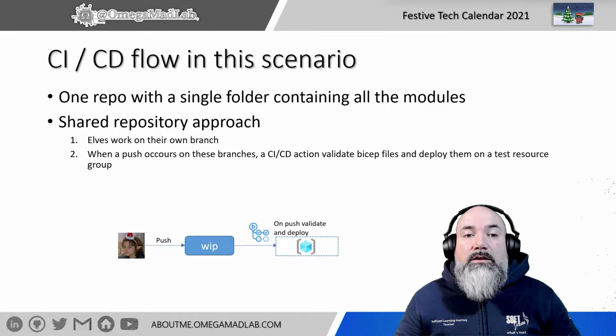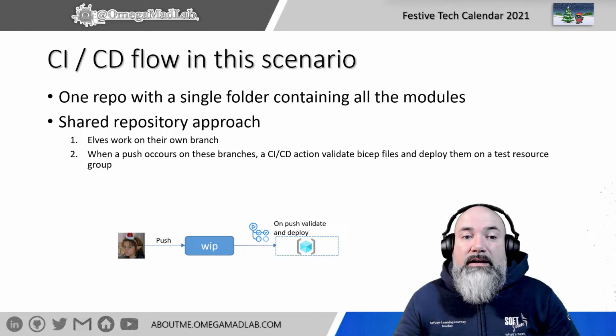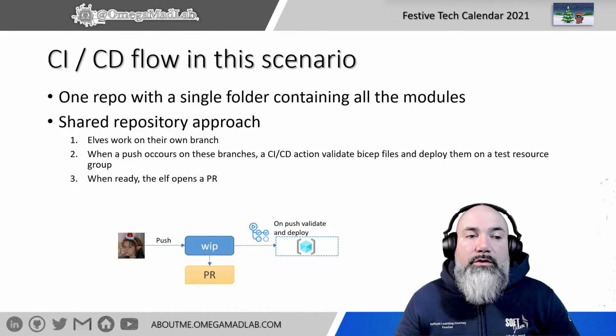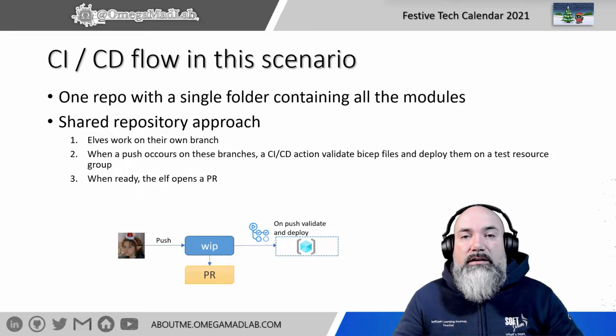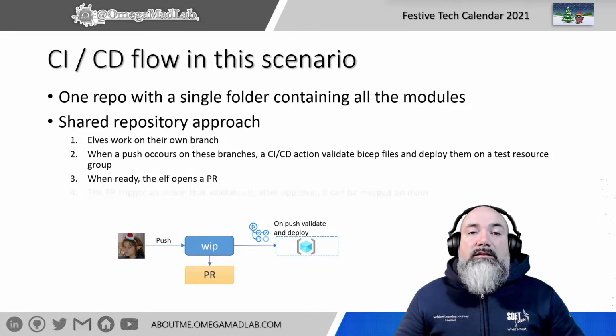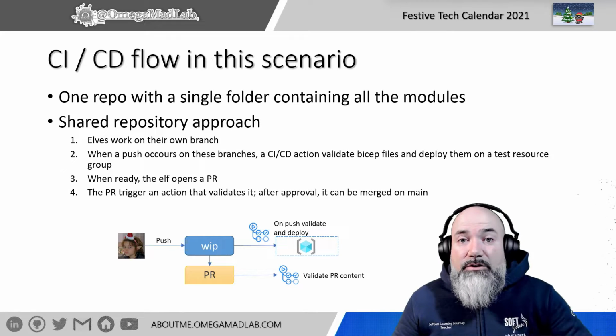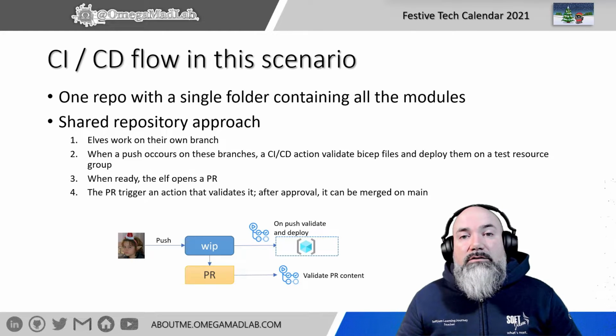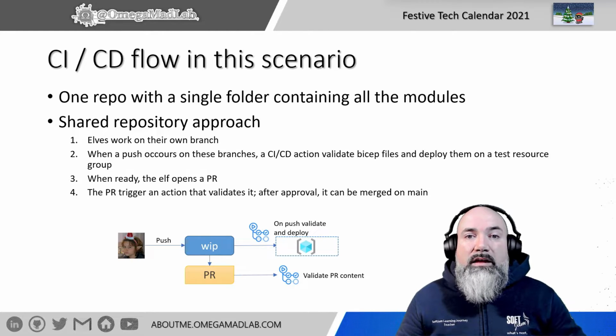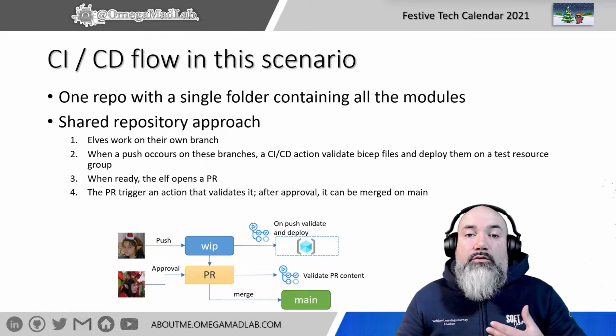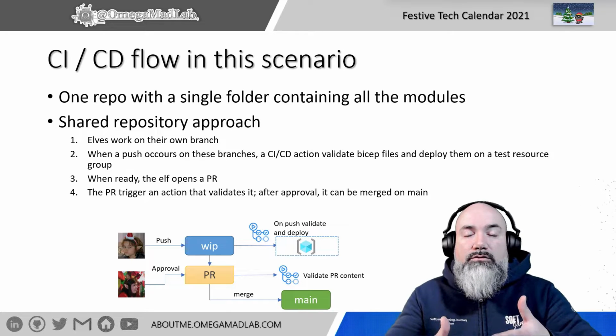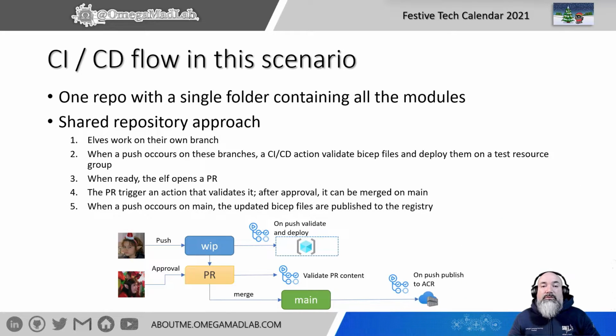When they feel confident with their Bicep files, the elves can open a pull request to promote the changes into the main branch. And this activity triggers another GitHub action that validates the content of the pull request. If everything is okay, the elves' team leader can approve the pull request and merge it onto the main branch. And this triggers an additional GitHub action that publishes the updated Bicep files into the registry.